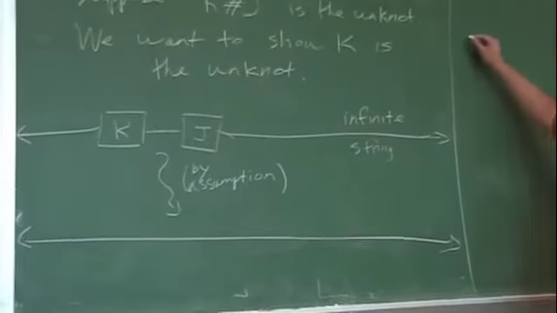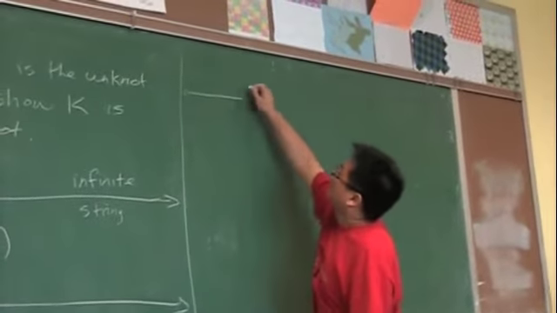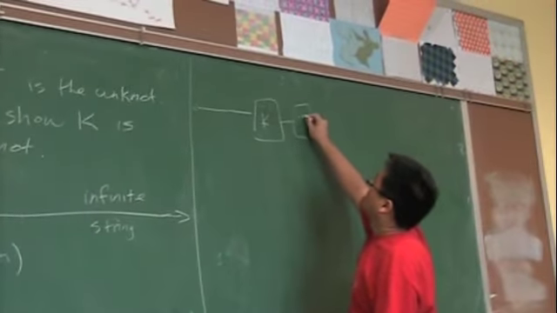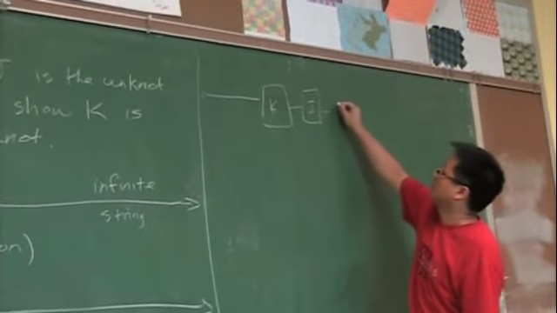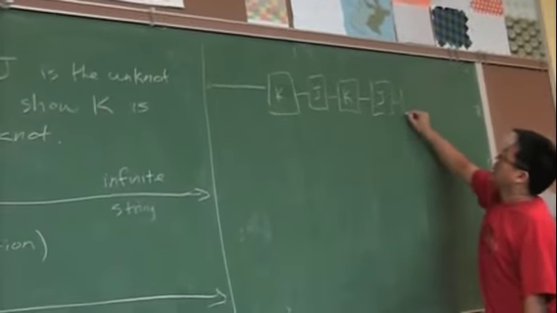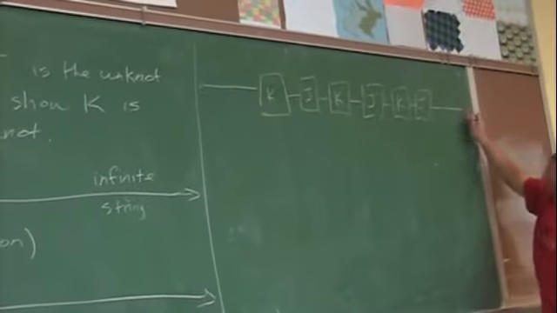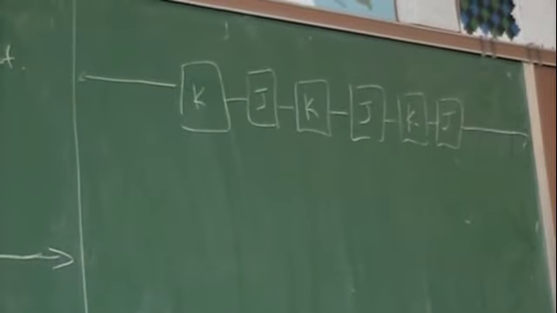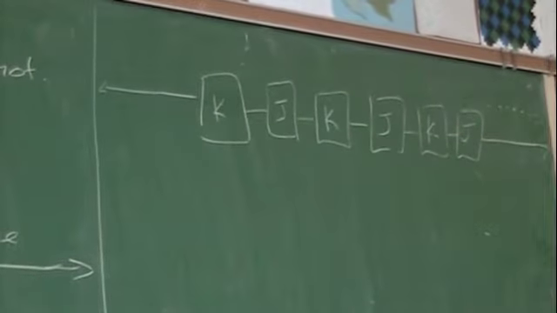So let's put, here's K, and here's J. Well, the string's infinite, so I can just keep putting stuff on it. So let's put more stuff on. Let's put K. Let's put J. Let's put K. Let's put J, etc. And the string's infinite, so I just keep doing it, adding to the right here. So it goes on. I'll put a dot, dot, dot there.